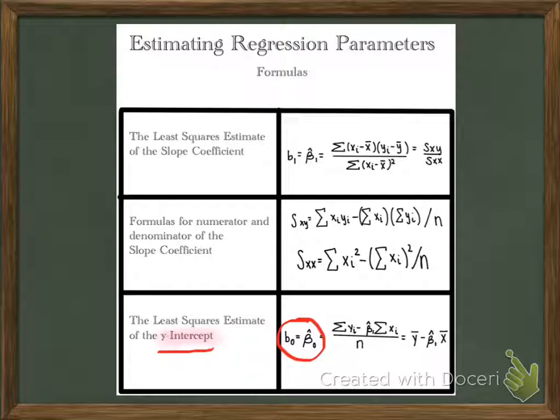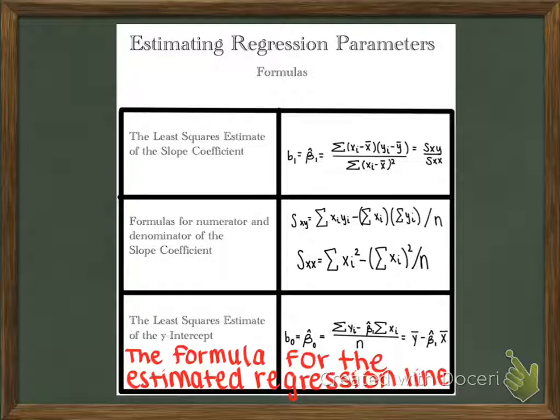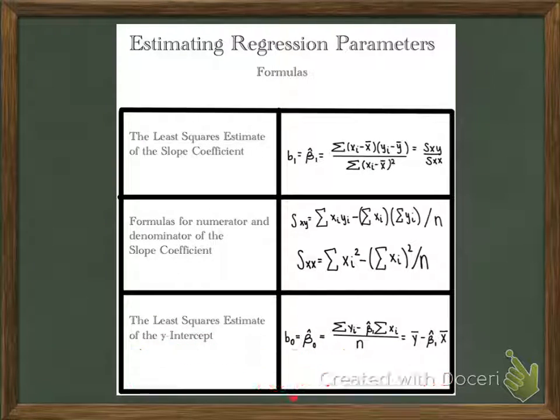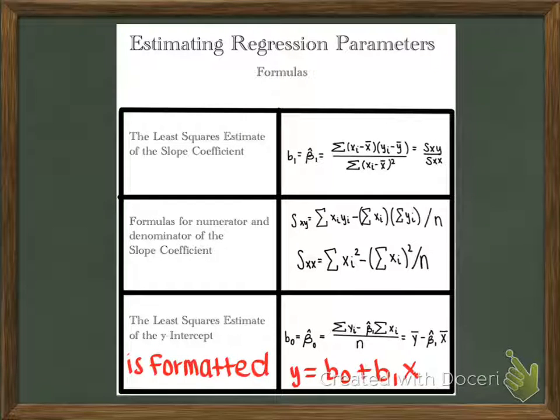We then use the last row, which has the formula for finding the y-intercept. The y-intercept is denoted as b of 0 and the slope coefficient is noted as b1. The formula for the estimated regression line is formatted as y equals b of 0, which is the y-intercept, plus b of 1, which is the slope coefficient, times x.